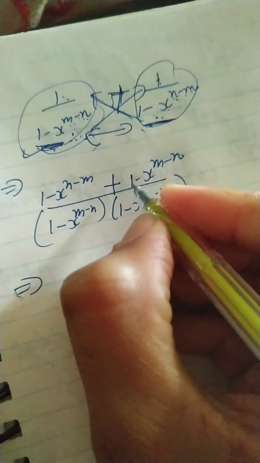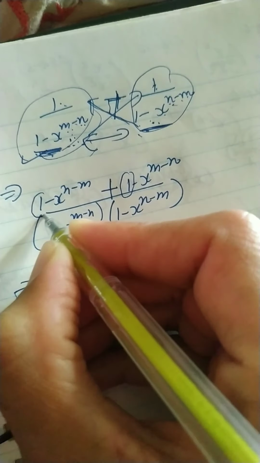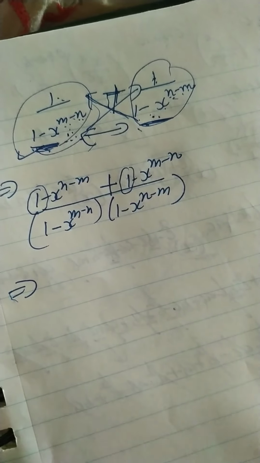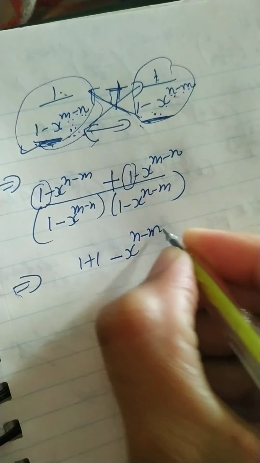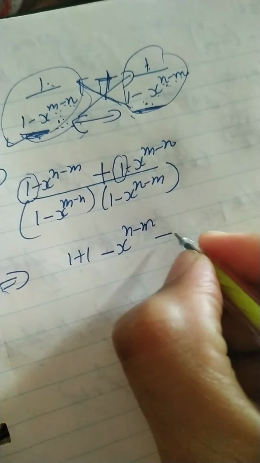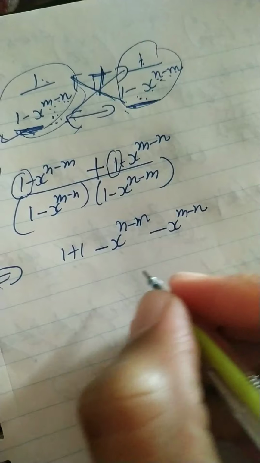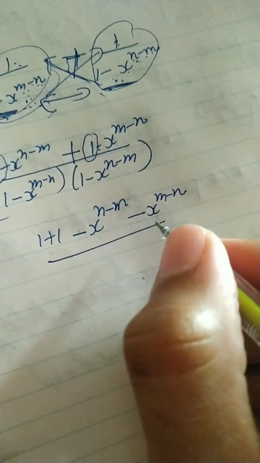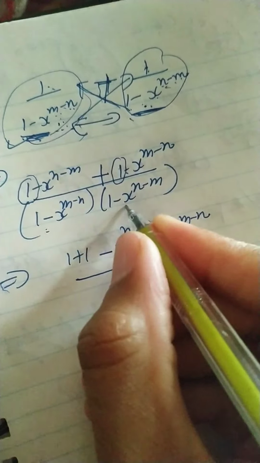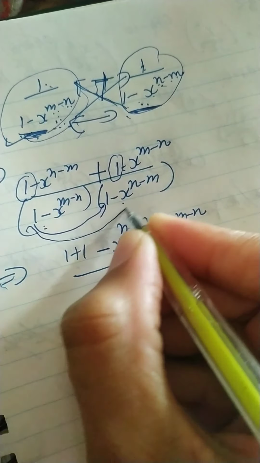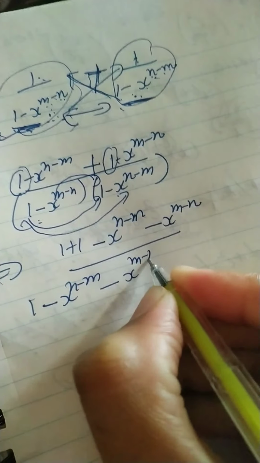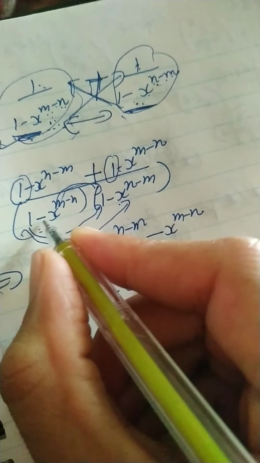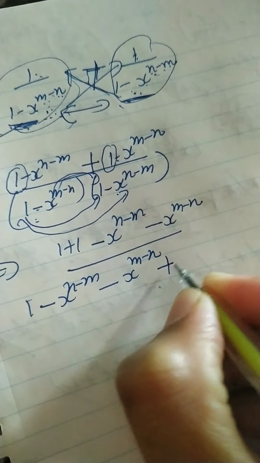Now come to numerals: numerals to add with numerals, or constants with constants, variables with variables. 1 plus 1 I will write on one side, x raised to power m minus n, and it is negative. Then how will we multiply? First with first, then first with second. 1 into 1, 1 minus x raised to power n minus m. Now this to be multiplied, minus x raised to power m minus n. Multiply by these two, then minus minus plus.